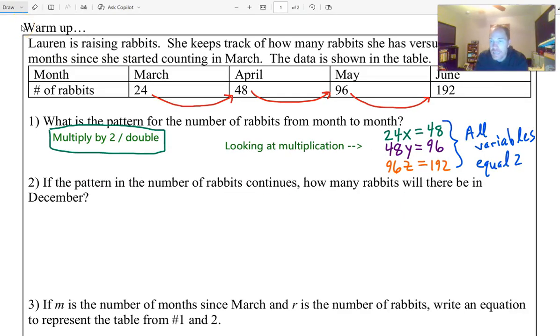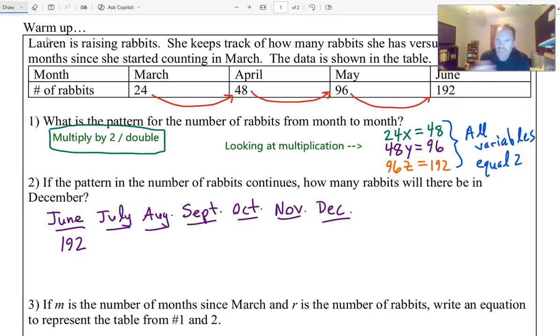And if you need a hint, I'll give you something here. So if we set up maybe a table or some columns, and just continue this pattern of doubling, from June we got 192 rabbits, and then we could say, well, how many in July, how many in August, etc., until we get to December. So again, if you need, you can pause the video.